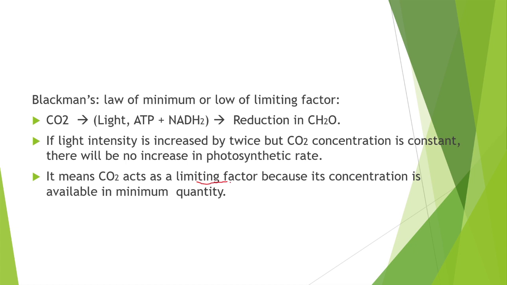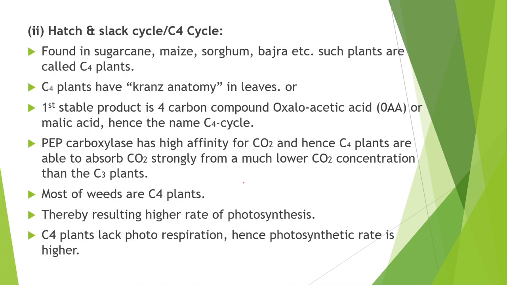Now the next is Hatch-Slack cycle or the C4 cycle. This C4 cycle occurs in sugarcane, maize, sorghum and bajra. C4 plants have Kranz anatomy in their leaves. This Kranz anatomy means the mesophyll cells of the leaf are arranged around the bundle sheath cells. The first stable product of the C4 cycle is oxaloacetic acid, which is a 4-carbon compound.